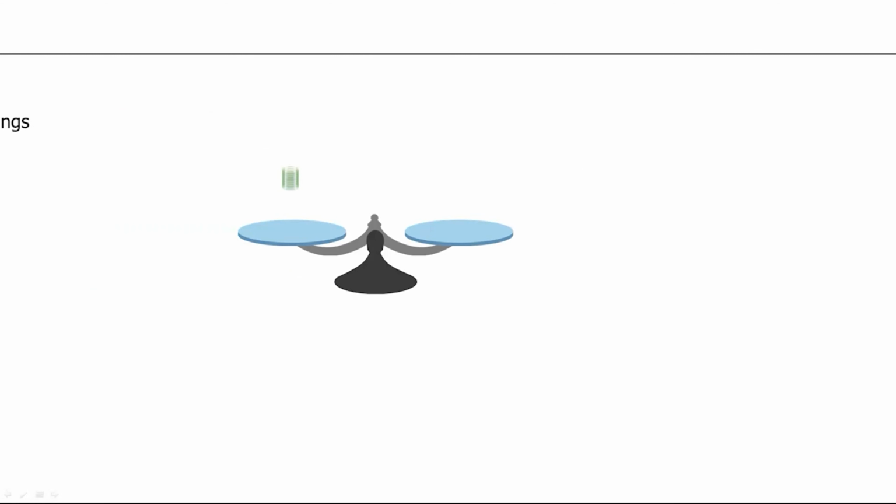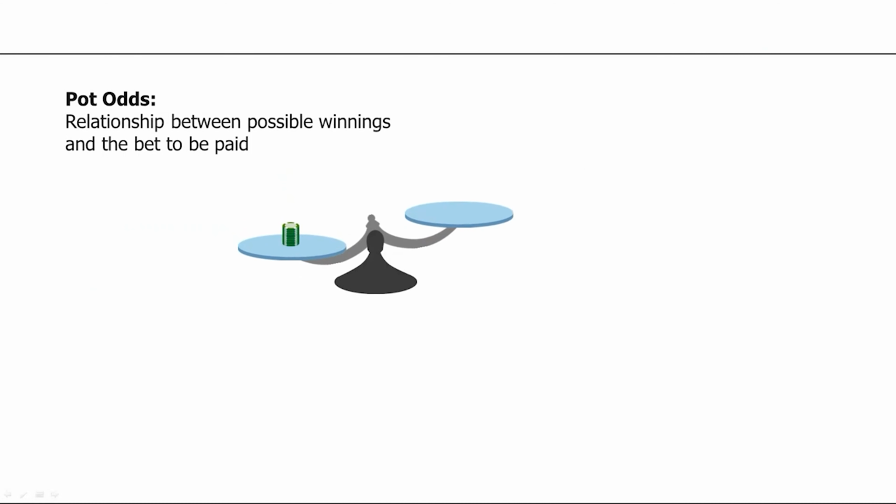Implied odds. As you already know, pot odds describe the relationship between the amount you need to pay and the possible winnings. Using pot odds, you can decide whether a call is profitable. The possible winnings here is just the money that is already in the pot.